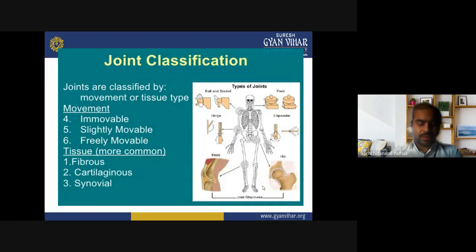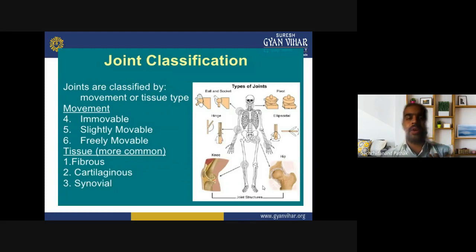Now we are going to see joint classification. You can classify the joints according to their movement and according to their tissue types. That means you can classify the joints in two categories.